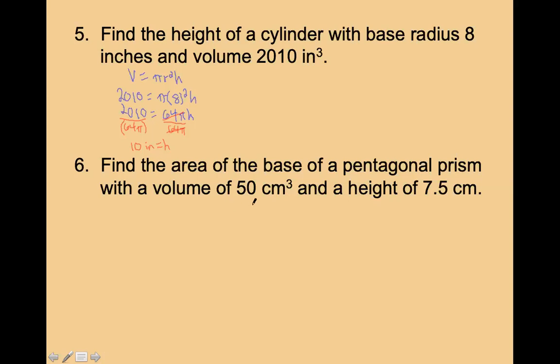All right, number 6 says, find the area of the base of a pentagonal prism with a volume of 50 cubic centimeters and a height of 7.5 centimeters. All right, so I'm going to draw our prism here. It says it's pentagonal. All that means is the base is in the shape of a pentagon. I'm going to connect those sides.